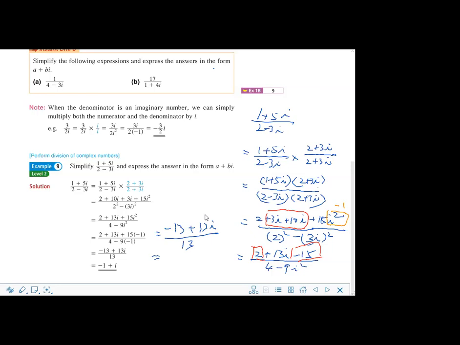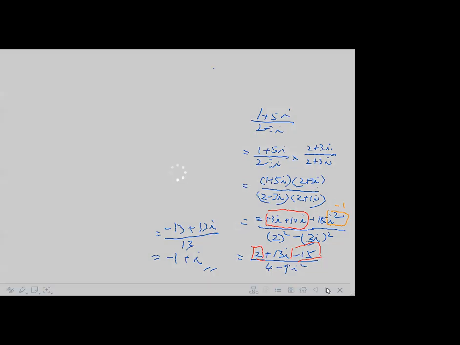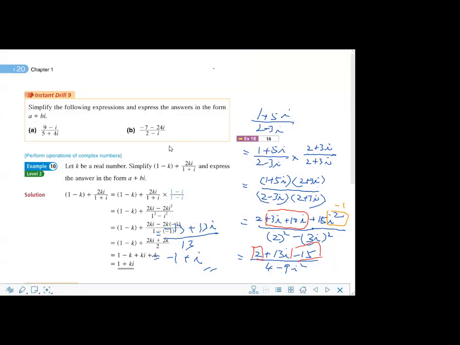And very good, you need to split the fraction. The first fraction is -1, and then second is just i. So it is just -1 plus i. All right? Okay, your turn. So let's do the instant drill, number 9. Part A and part B.